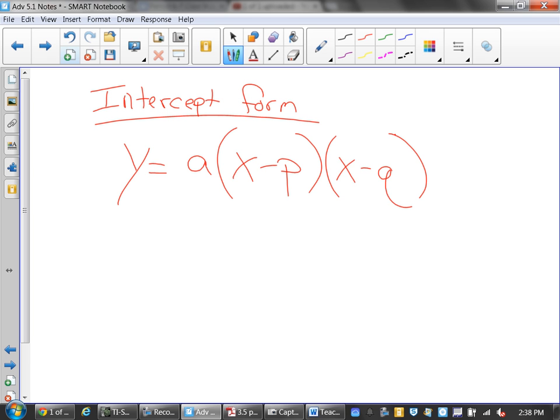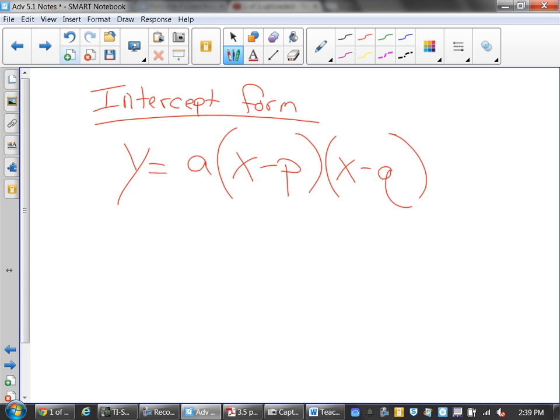Here's what this stands for. P and Q are your zeros. What happens halfway between your zeros? See, I told you we knew how to do this. What do you think a is going to tell you? Whether it's up or down. Let me show you an example.